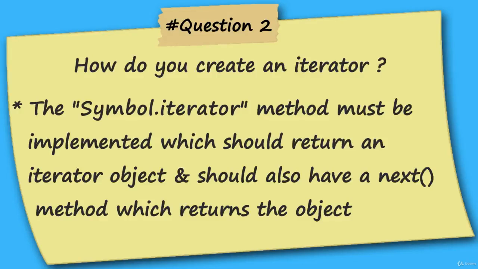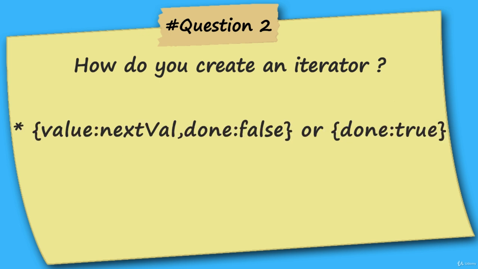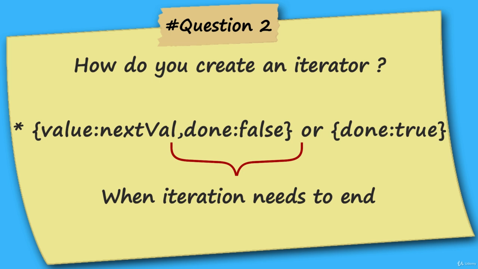The second question is, how do you create an iterator? The symbol.iterator method must be implemented, which should return an iterator object and should also have a next method which returns an object like this, where you have the value and the done status, or maybe the done status only like this when the iteration needs to end.